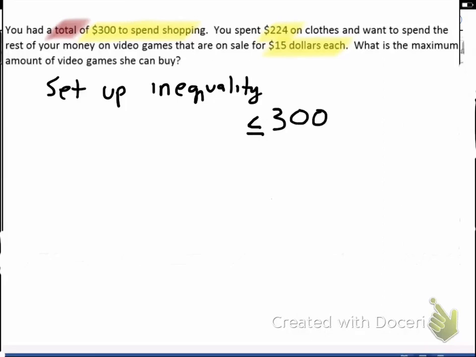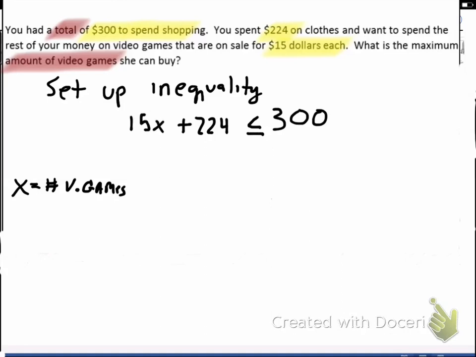I've already spent $224 and $15 each. And this right here tells us how many video games. Amount of video games, that's my x. So x equals number of video games, I'll put VG for video games. So 15x. So let me just move that over.